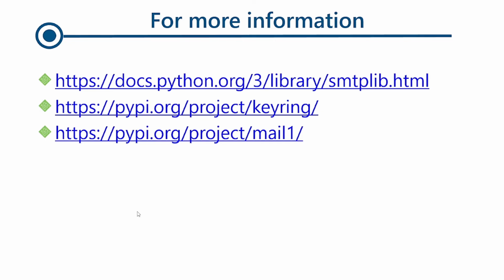So, for more information on the SMTP lib or the two packages that I used, go out to docs.python.org/3/library/SMTP lib.html to get the documentation, or on pypi.org, so it's pypi.org/project/keyring, or pypi.org/project/mail1 to get information about the Mail1 package.